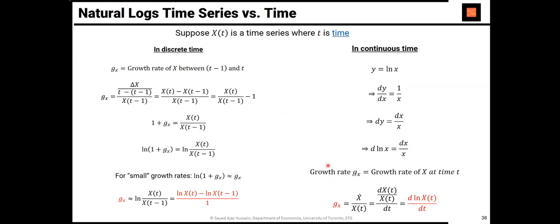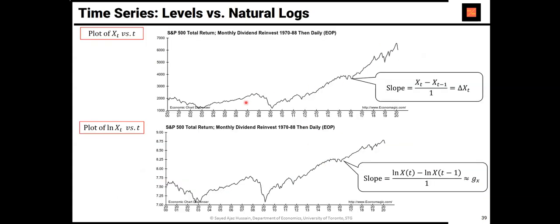So if somebody gives you this graph, anyone who says, oh, the S&P 500 returns were really growing really fast is not quite right, because the slopes only give you the change in x, not the growth rates. But if you plot log of something against time, then of course we have the growth rate of x, literally.